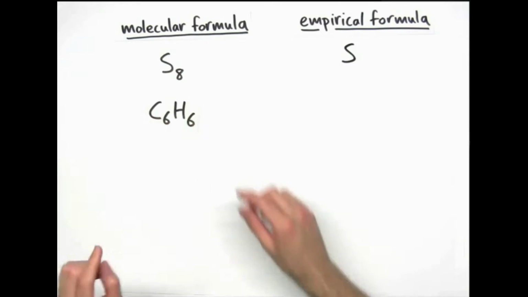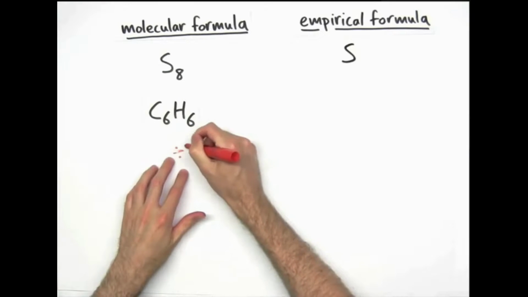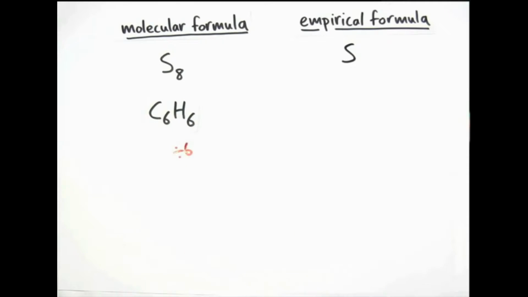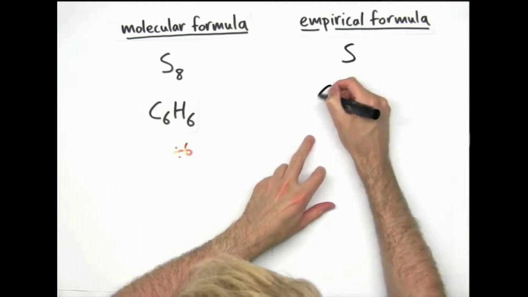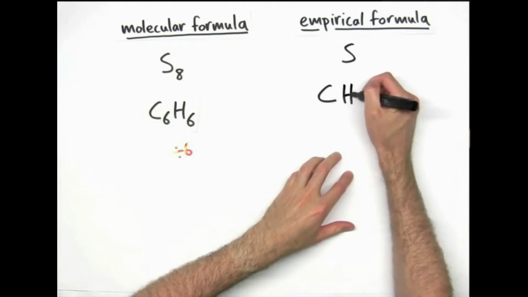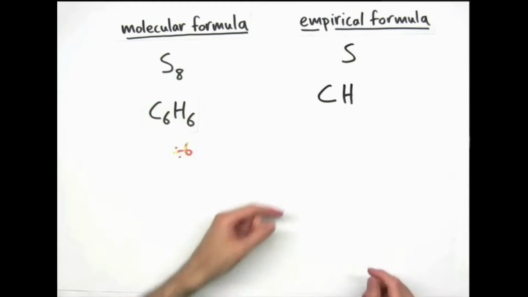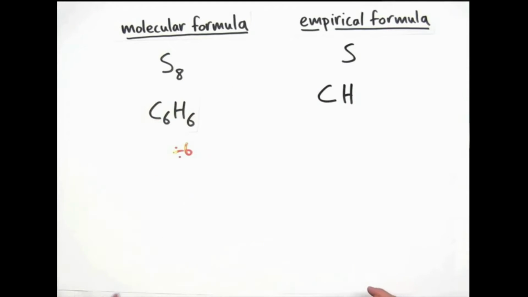How about C6H6, okay? In this case, both of these are divisible by 6. So the empirical formula will be C, 6 divided by 6, 1, so we put nothing after it. And then H, 6 divided by 6, which is also 1. So we don't put anything after that. So it's just going to be CH is the empirical formula for this.